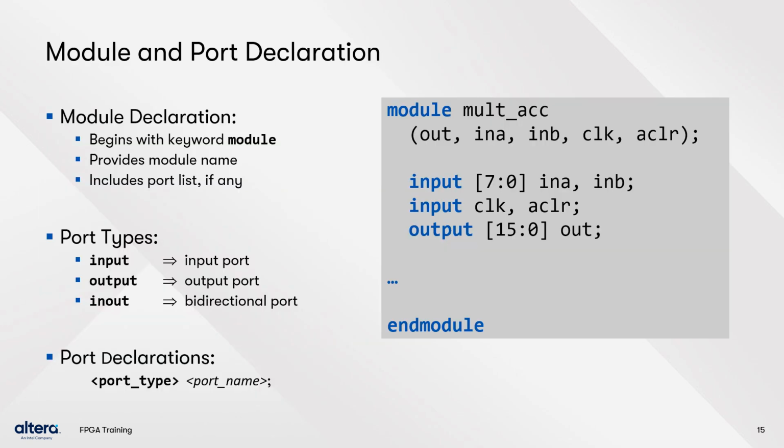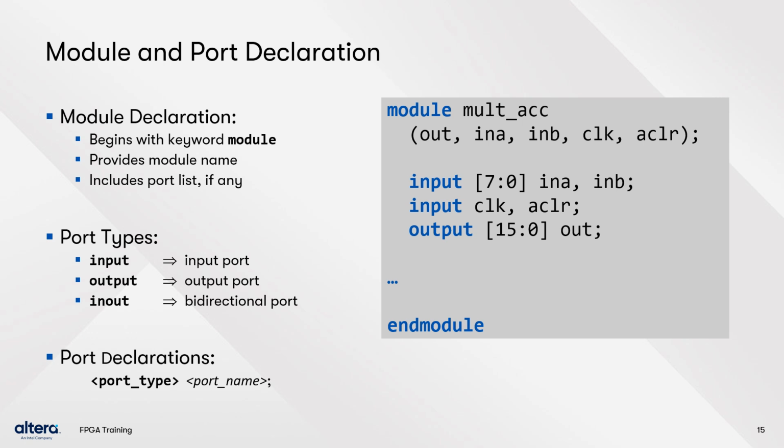A module begins with the keyword module, followed by the name of the module. The first section of a Verilog HDL module is the port list. The port list contains all of the inputs, outputs, and bidirectional connections to a module. The port list is in parentheses immediately following the module name. After the port list comes the port declaration section. This section associates each of the ports with a port type.